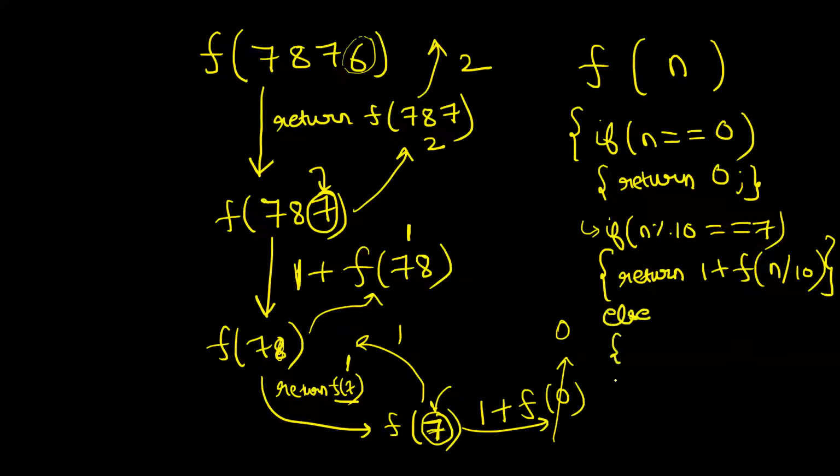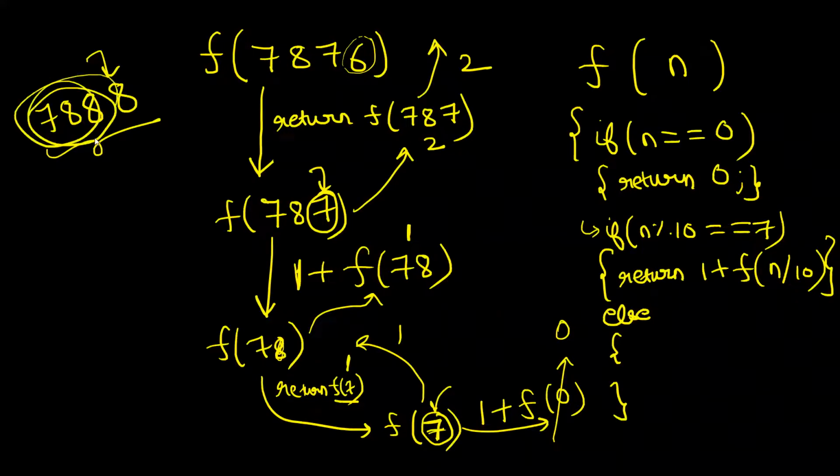Else, if the last digit is not 7, let's say you have a number like this. If the last digit is not 7, then can I say the total number of sevens in this number n is nothing but the total number of sevens in the number n by 10? The total number of sevens in 7888 is nothing but the total number of sevens in 788. So I will return what? Simply f of n by 10. The number of sevens that you get in n by 10, that will be your answer. Is the logic making sense, guys?